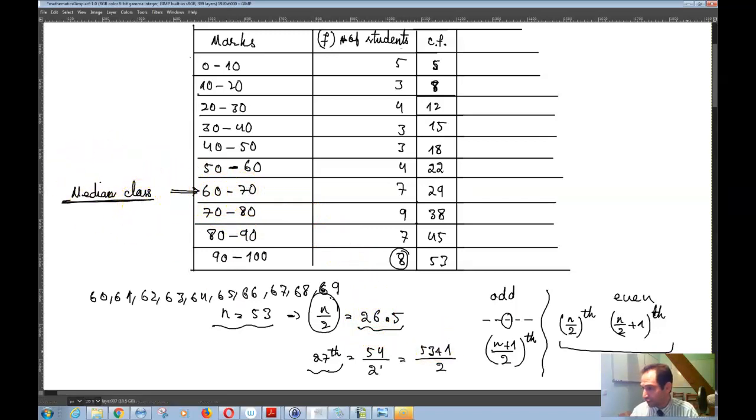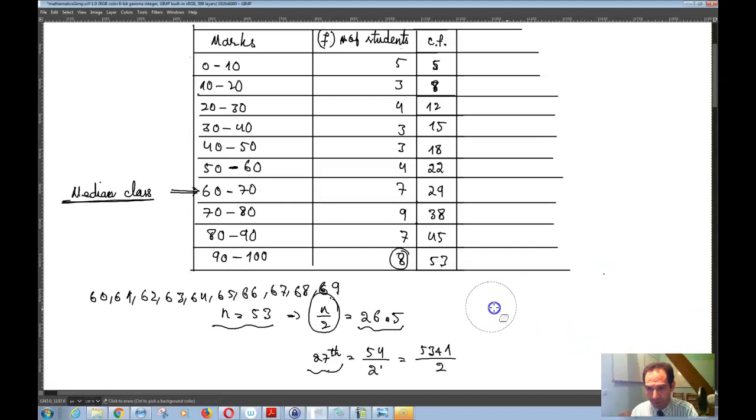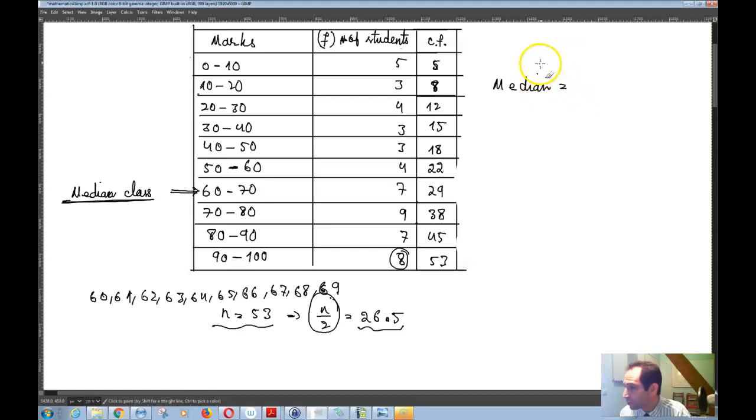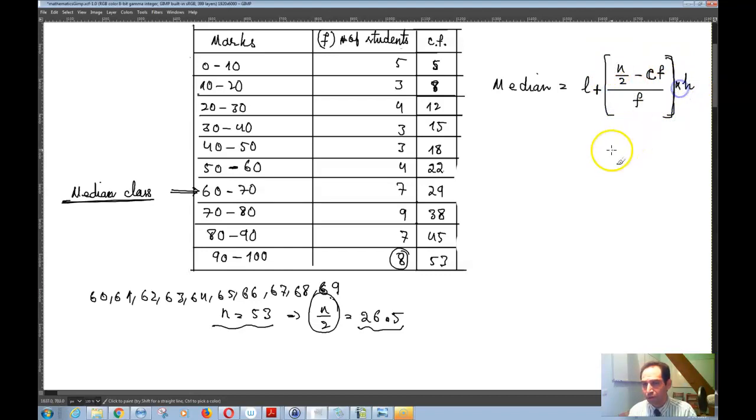Okay. Now after finding the median class, we use the following formula for calculating the median. So now we need to use a formula, so we need to erase all of these. We don't need them anymore. The median is equal to L plus n divided by 2 minus CF, divided by F, times H.